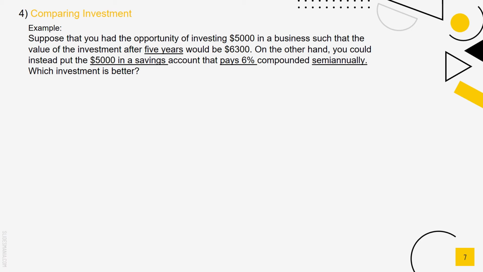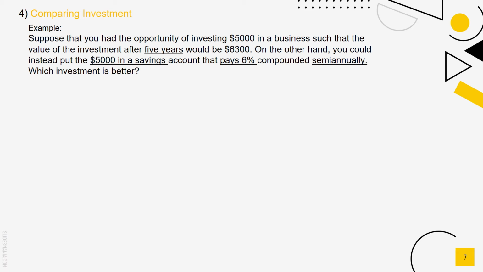Okay, the next part of the calculation for present value is comparing investments. In this part, we should compare the present value with other values, or what we call the future value. Let's go through the example question. In the question, we are given that the present value is 6,300.